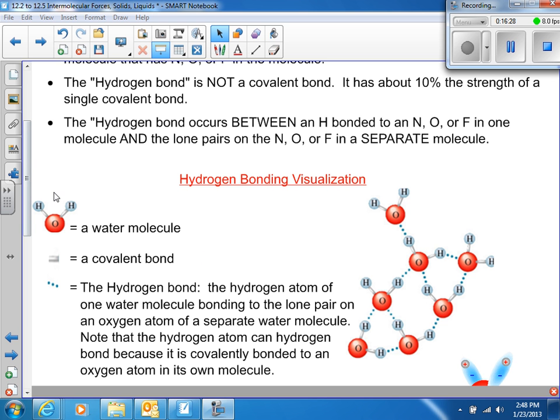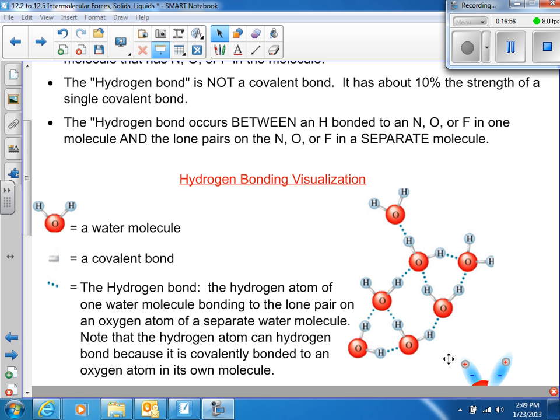That's another picture. So we have water molecules. The little gray things are the actual covalent bonds. The blue dots are the hydrogen bonds. So here on the right side, we have 1, 2, 3, 4, 5, 6, 7 water molecules. So here's a water molecule, and this is showing you a hydrogen bond between this molecule of water and this molecule of water. There's a hydrogen bond.